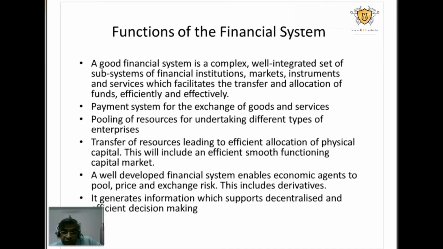So number one, the financial system is a payment system for the exchange of goods and services. For example, if we issue checks on banks, this is a payment system. Then there is the pooling of resources for undertaking different types of enterprises: the capital market, the money market, debentures, shares, insurance, all these are pooling systems in order to undertake or finance different types of enterprises. Next, transfer of resources leading to efficient allocation of physical capital.